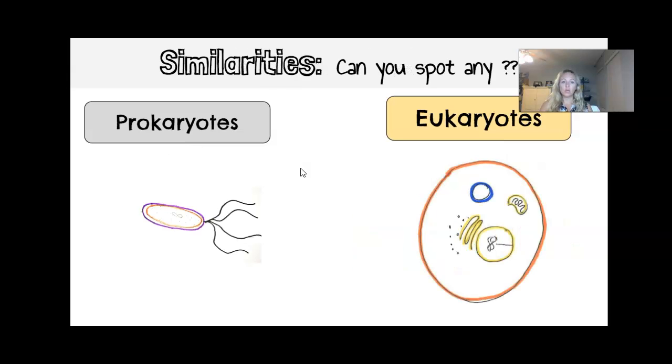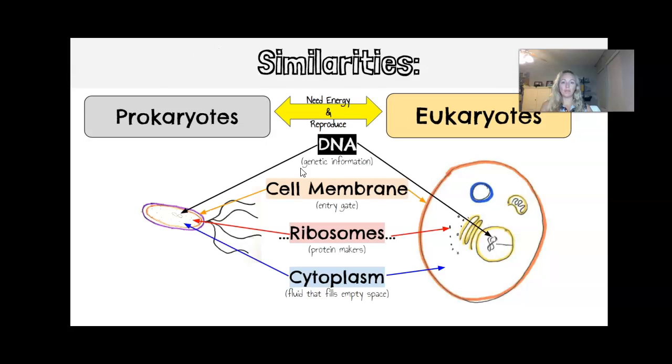Okay, so similarities between prokaryotes and eukaryotes. If you look at this, maybe you can take a second or two to see if you can tell anything that these two cells have in common. What are some commonalities? Okay, so here are some commonalities. They're living things, right? So we know that they need energy and that they reproduce. That's part of the cell theory and part of the characteristics of living things.